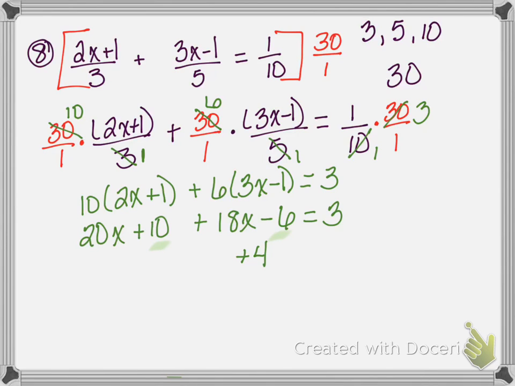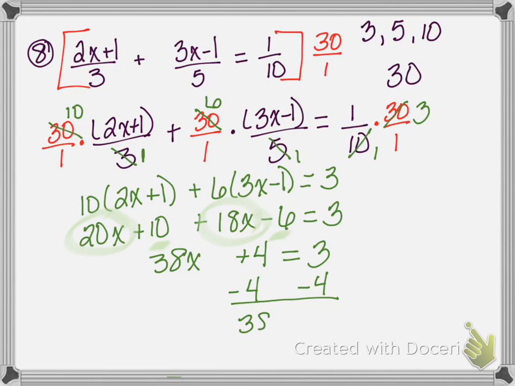I did that in a different order this time, didn't I? I usually do my variables first. 20x and 18x is going to be 38x. Then my constant 10 and negative 6 gives me positive 4. My next step is I subtract 4 from both sides. I have 38x equals negative 1. Divide by 38. And my answer is x equals negative 1 over 38.